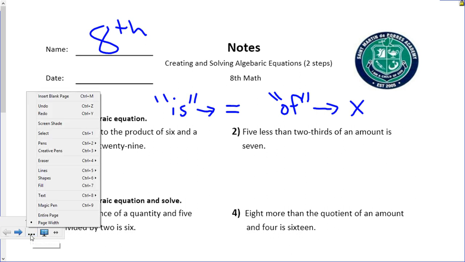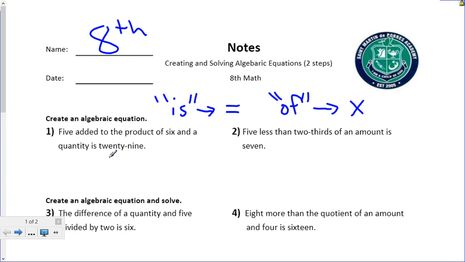Good afternoon, 8th graders. Today we'll be talking about solving equations and creating equations that have two steps. We've done one step so far, and today we're going to go on to talking about two-step equations.